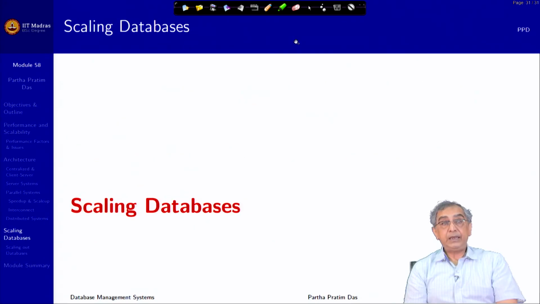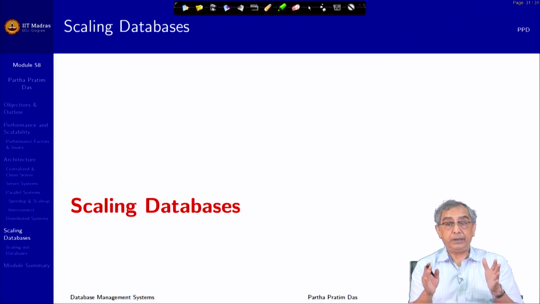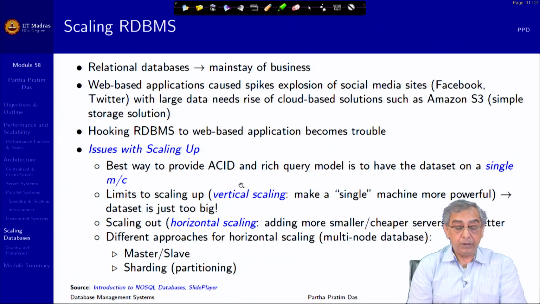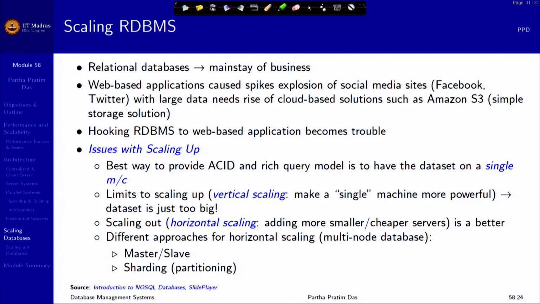So, given that, let us look at what are the traditional ways or recent ways of scaling up databases. Relational databases have been the mainstay for business. They have been good for that, but as we are getting into Web 2.0, web based applications, we are having explosions of social media sites, social media data and so on, which are much larger. So, there are several issues with the scaling up. It is the best way to provide ACID and a rich query model on a single machine, but that does not scale up.